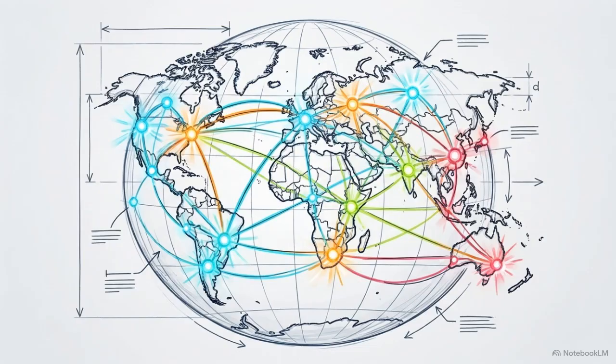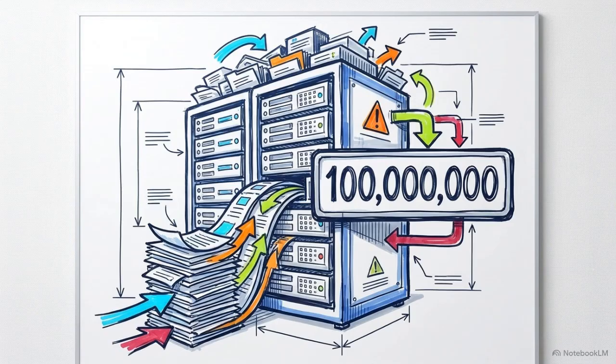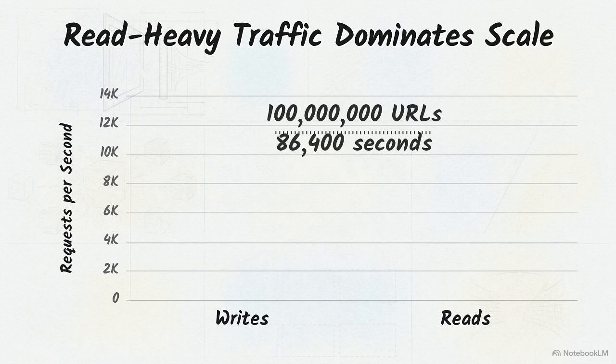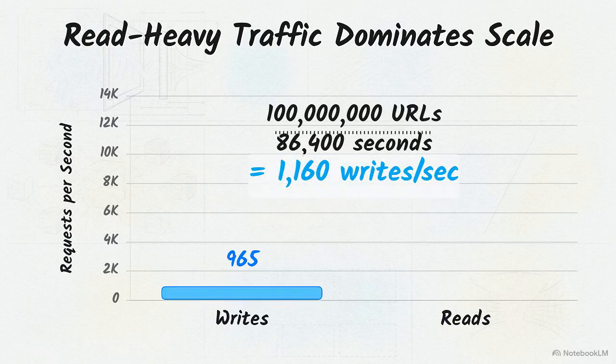Global traffic volume transforms this string manipulation task into a complex problem of distributed architecture. We begin with the requirements. The system must generate 100 million new URLs every day. 100 million URLs divided by the 86,400 seconds in a day results in a write throughput of approximately 1,160 requests per second.